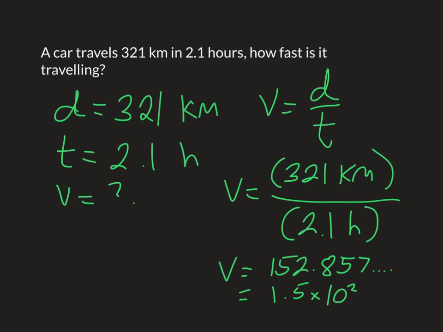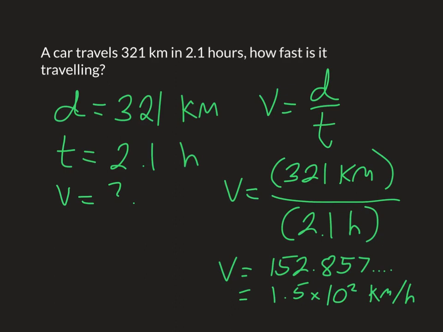Speed is always measured in kilometers per hour or meters per second. In this case, we divided kilometers by hours. So I know that my unit here is going to be kilometers per hour. Had I divided meters by seconds, like if this was in meters and this was in seconds, then my answer would have been in meters per second. We always have to make sure that it's in one of those two.